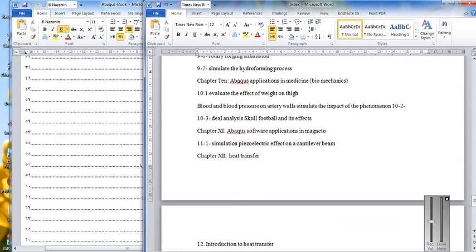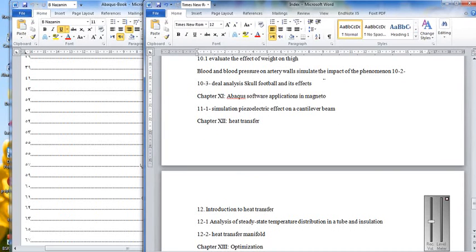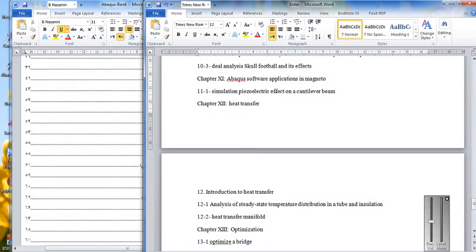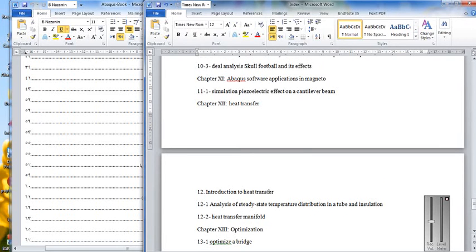And chapter 10, biomechanics, evaluate the effect of V on a femur bone, blood and vessel pressure and FSI, investigate the blood pressure onto the vessel, and impact of the football and soccer ball onto the skull.